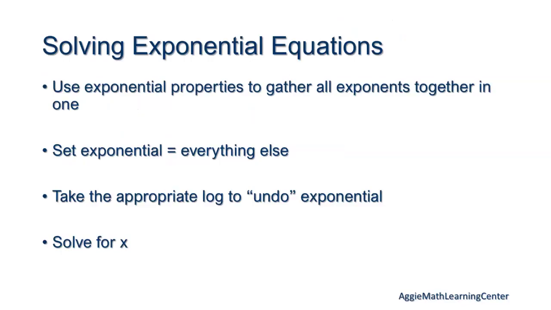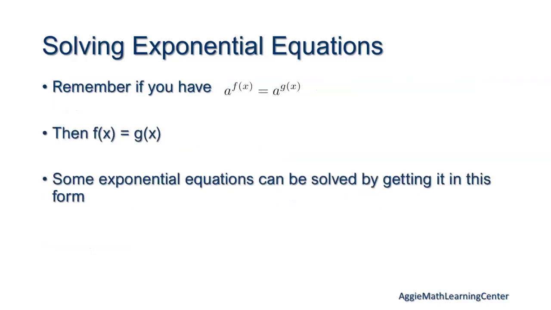I like to think of it as if I have a variable somewhere, I need to collect all the variables together so that I can use logarithmic and exponential properties to quote unquote undo it, or take the variable out of the exponential or out of the log. The same sort of deal applies with logarithmic equations.